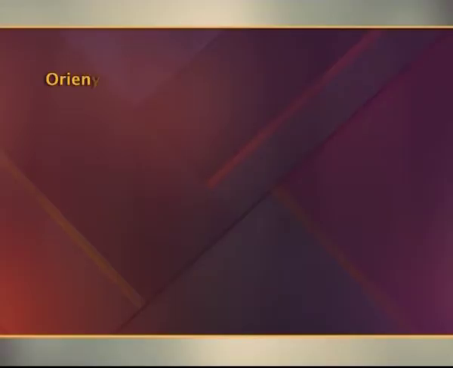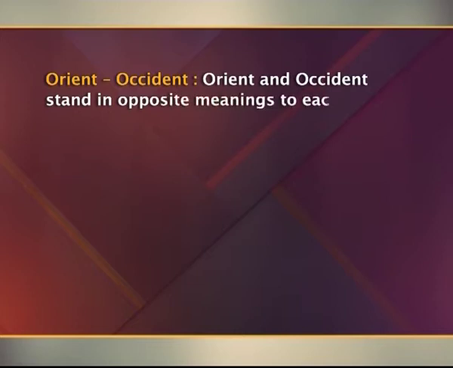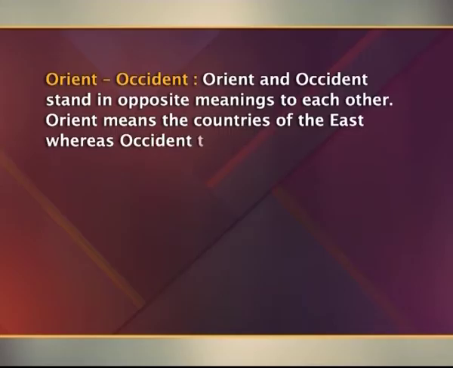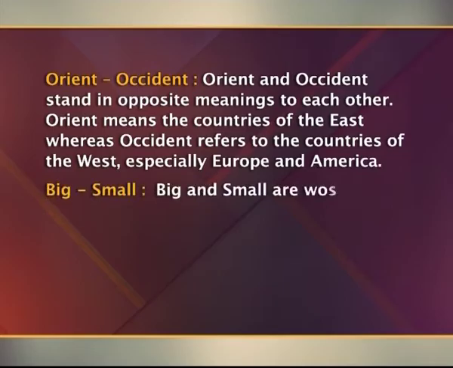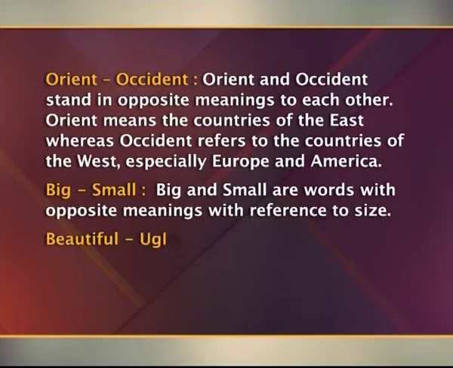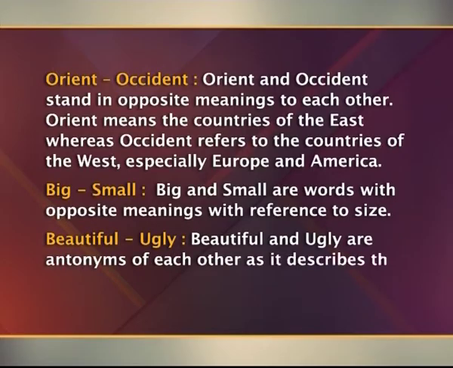Some more examples of antonyms are Orient, Occident. Orient and Occident stand in opposite meanings to each other. Orient means the countries of the East, whereas Occident refers to the countries of the West, especially Europe and America. Big, small. Big and small are words with opposite meanings, with reference to size. Beautiful, ugly. Beautiful and ugly are antonyms of each other as it describes the appearance of a person.